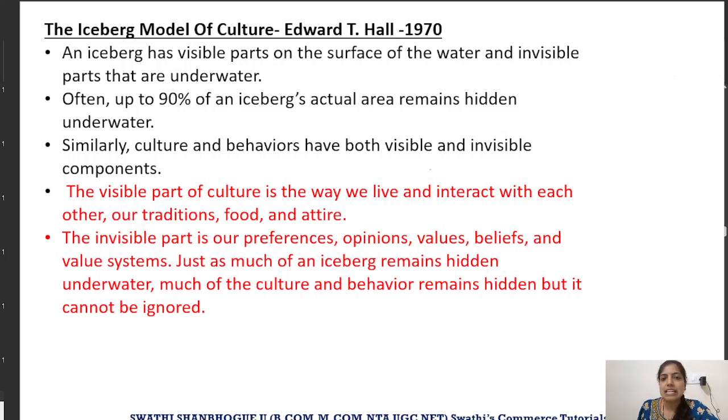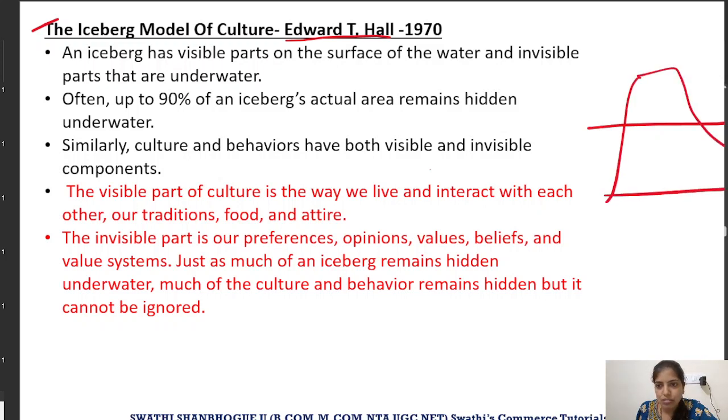To understand this in a better way, we have certain theories which are framed under the socio-cultural environment. The first theory which we are going to study under this is your iceberg model of culture. Now, this iceberg model of culture was given by Edward T. Hall in the year 1970. Okay, now what is an iceberg? An iceberg is a glacier which can be found. Now, how does it look?